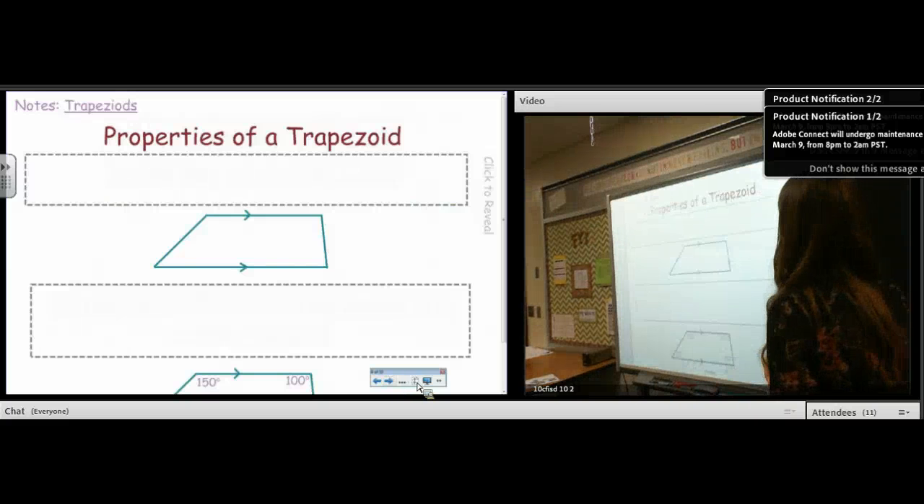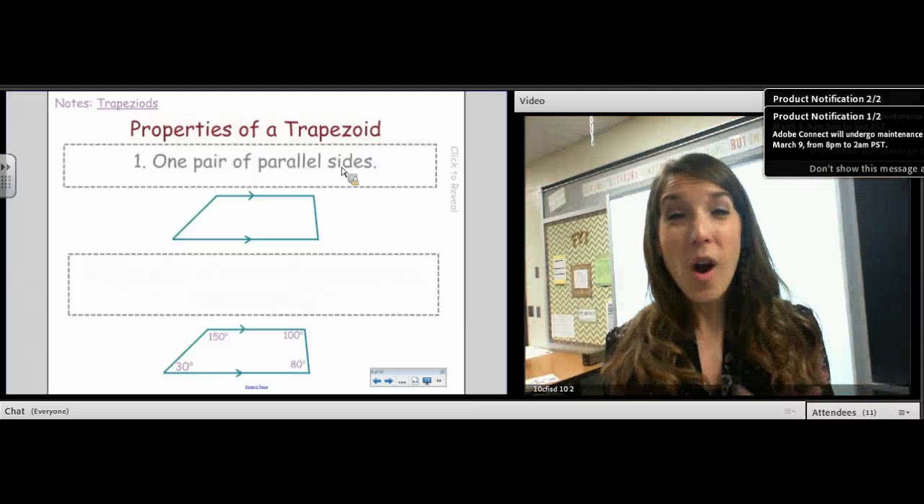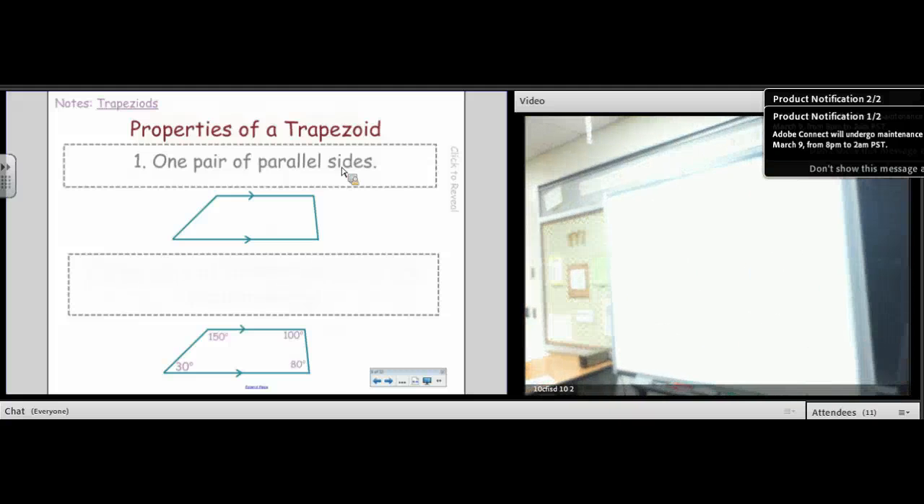So property number 1 of a trapezoid comes from the definition. Property number 1, it's got one pair of parallel sides, and they happen to be called the bases. So the bases are parallel in a trapezoid.